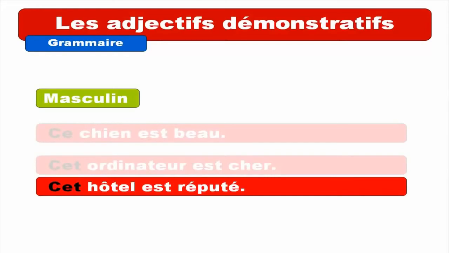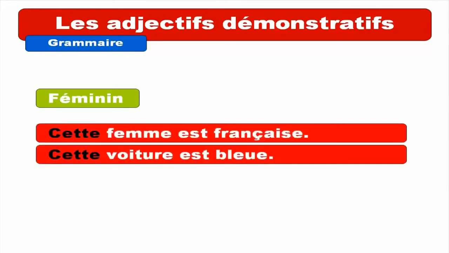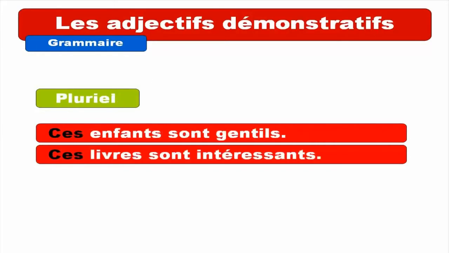Cet hôtel est réputé. Okay, so let's see the feminine form, and it's actually a piece of cake because it's quite easy. First example, cette femme est française. Repeat. Cette femme est française. Okay. And then the second example. Cette voiture est bleue. Repeat. Cette voiture est bleue.